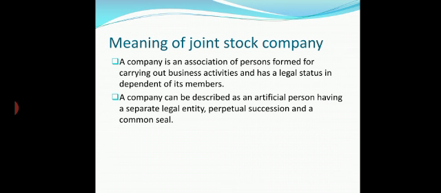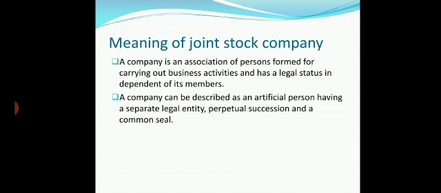So in your previous class you might have studied the meaning of joint stock company. Let us revise. A company is an association of persons formed for carrying out business activities and has a legal status independent of its members. Read it as independent of its members. So it's a voluntary association of persons and it has a legal status, that is, the company is different and the members, the owners of the company, are different. So it's a voluntary association. Anybody can become a member of a joint stock company by purchasing the shares of the company.